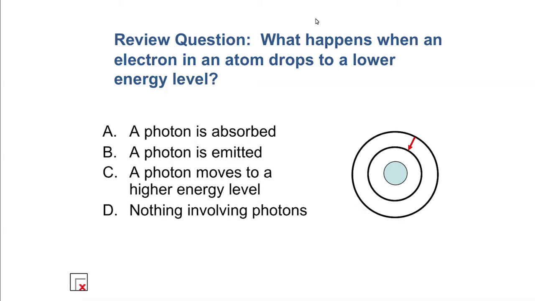Typically, it's a photon. If a photon comes along and an electron is in a low energy state, and that photon has exactly the right amount of energy to jump that electron up to a higher energy level, that atom can absorb that photon and the electron can jump up.